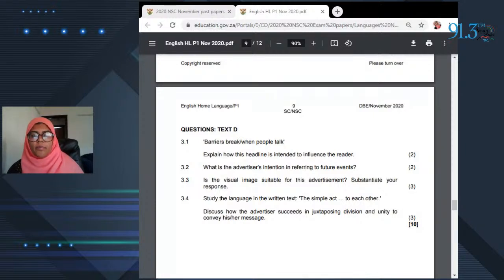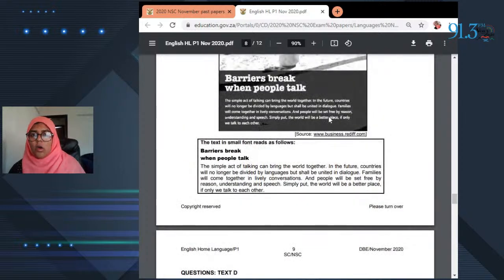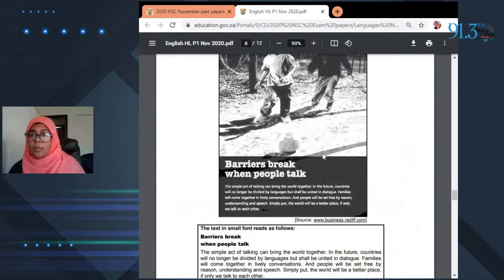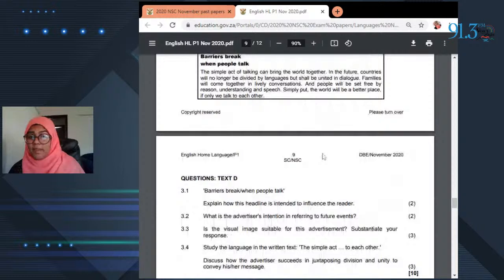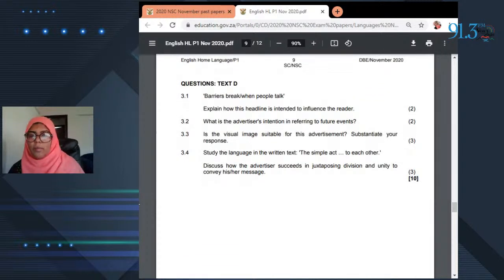So you will definitely get these 3 marks if you discuss the actual visual. The main visuals in here are the boys playing with the ball and that barbed wire fence. So you have to mention that. You have to go into specific detail.